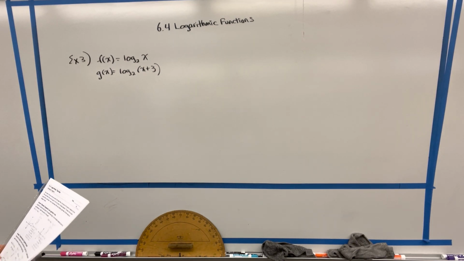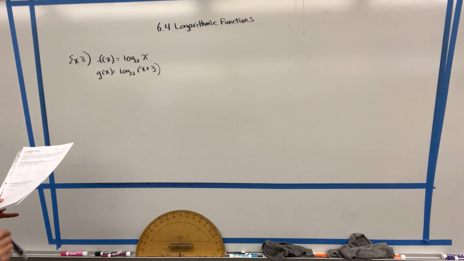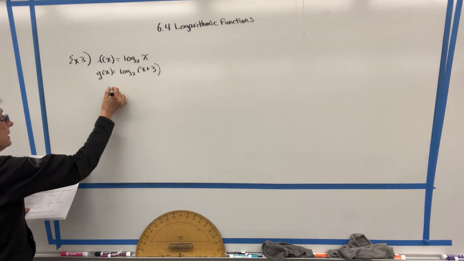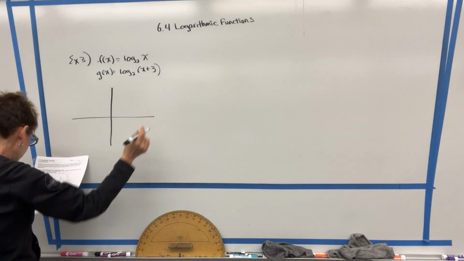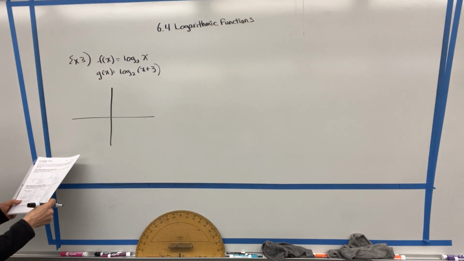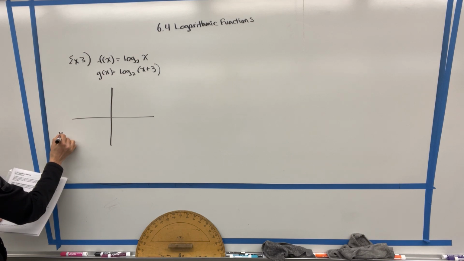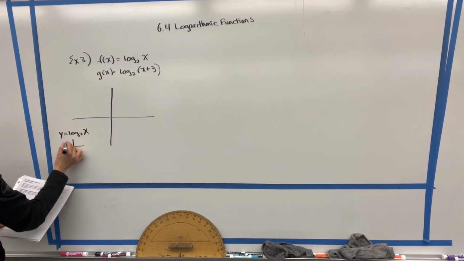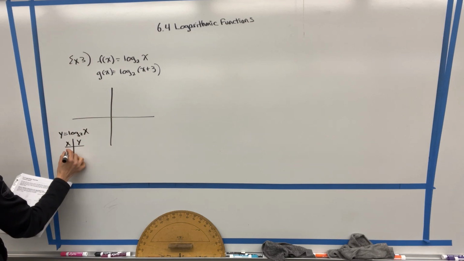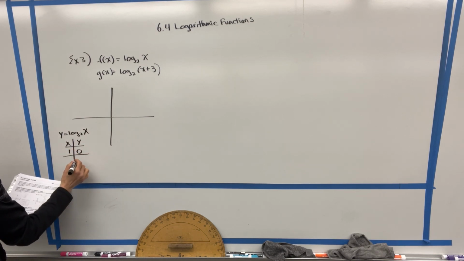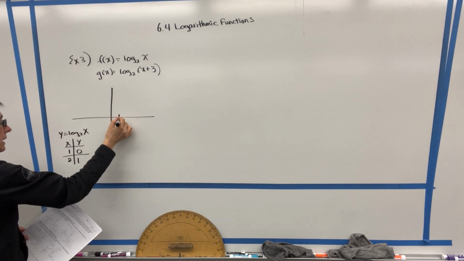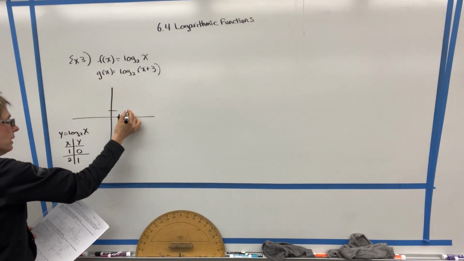Now, let's graph y equals log base 2 of x. We graphed this in example number 1. On that one, we had a t-chart where x was 1 and y was 0, and x was 2 and y was 1. So I'm just going to quickly graph that one because we already did that.